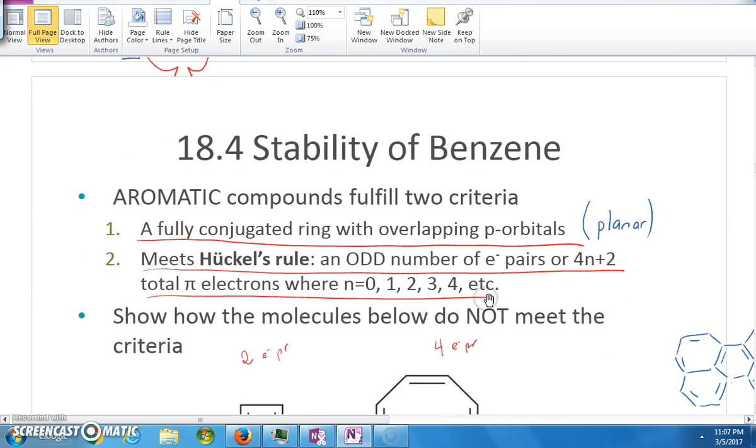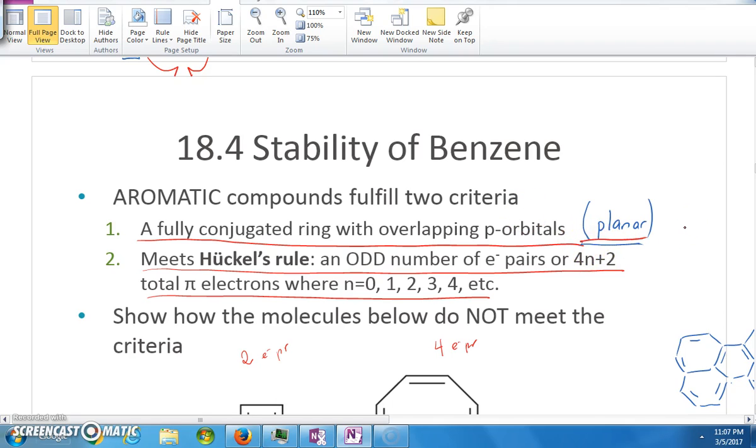So the question now is, what are the criteria that will make a molecule aromatic? Now, the criteria are, first of all, it must be a fully conjugated ring with overlapping p orbitals. That means it has to be planar, because for the p orbitals to continuously overlap, there has to be some kind of planarity. It has to be planar.